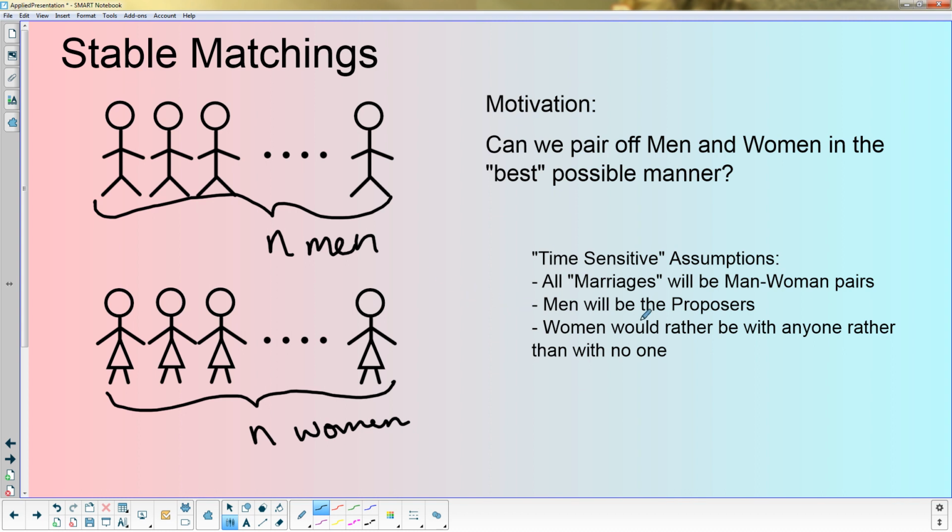In this case, all the men are going to be the proposers. Again, very time sensitive that men will be proposing to women. And again, somewhat time sensitive in my eyes, that women would rather be with anyone rather than no one. Okay? So, if a woman gets proposed to and her only proposal is from the smelliest guy in town and her least favorable man, she's still going to accept that proposal if that's her only one. So, let's go ahead and take a look at this.